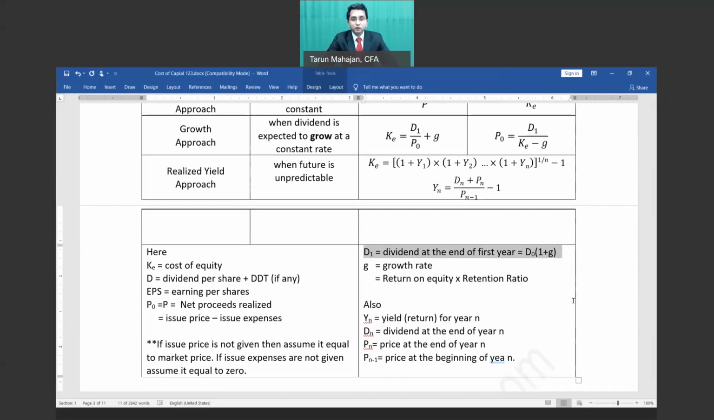Suppose D0 is 5 rupees. Suppose growth rate is 10%. Can you tell me D1? Please type your answer in the chat box.